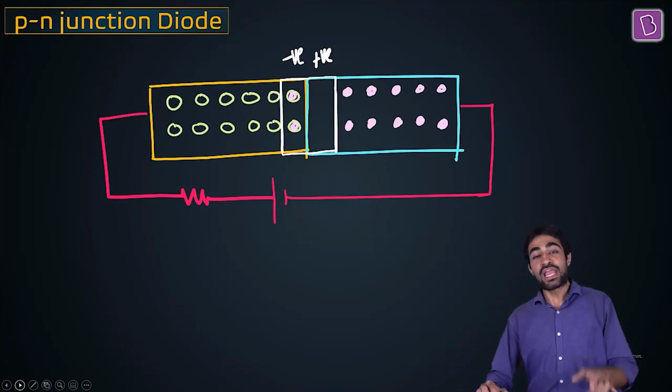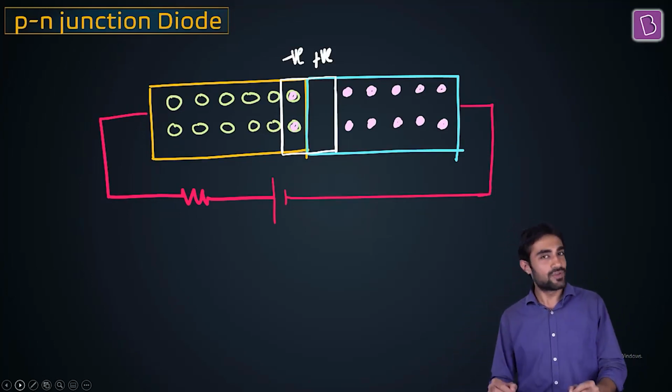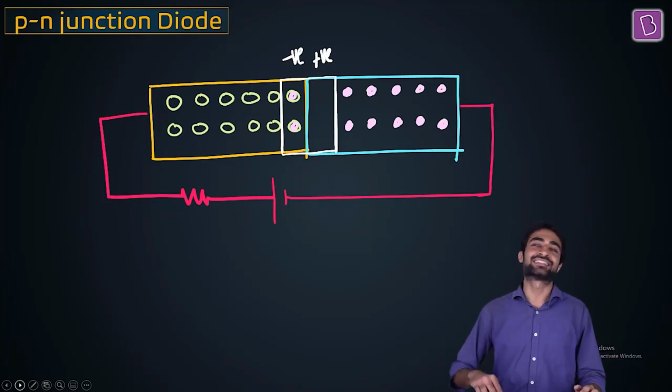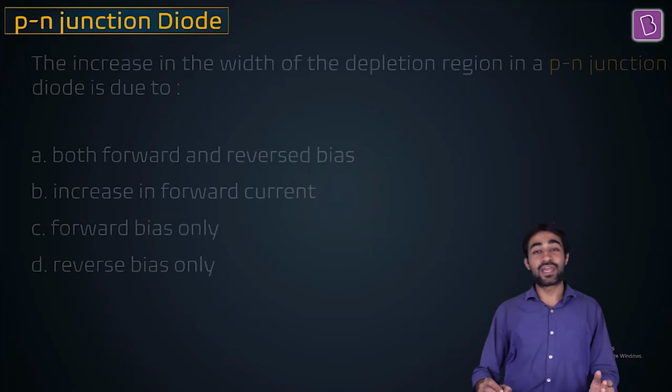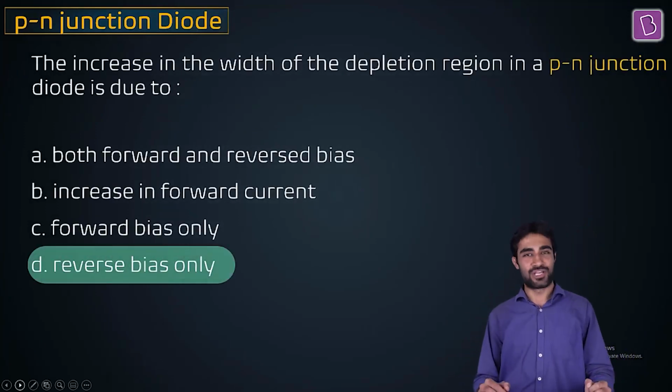In order to increase the depletion region, we must do the reverse biasing. And if we want to decrease the depletion region, we do the forward biasing. So, we can go and mark option D as the right answer for this question.